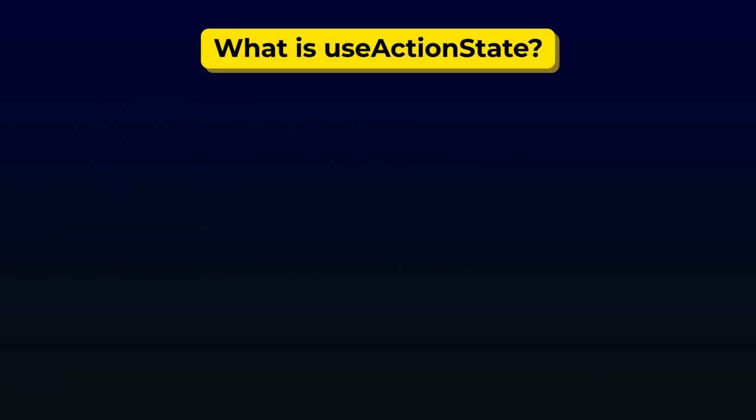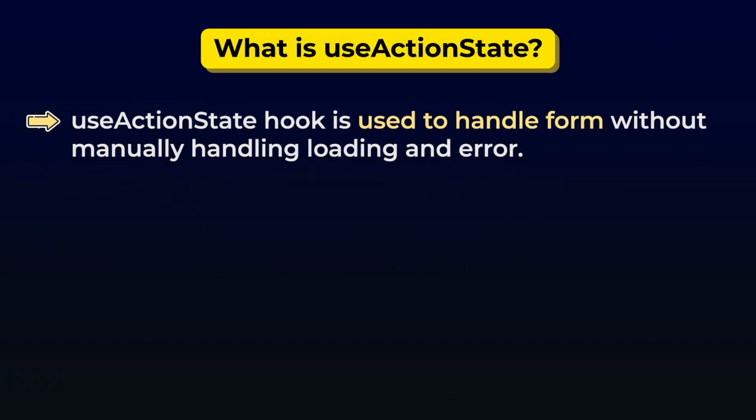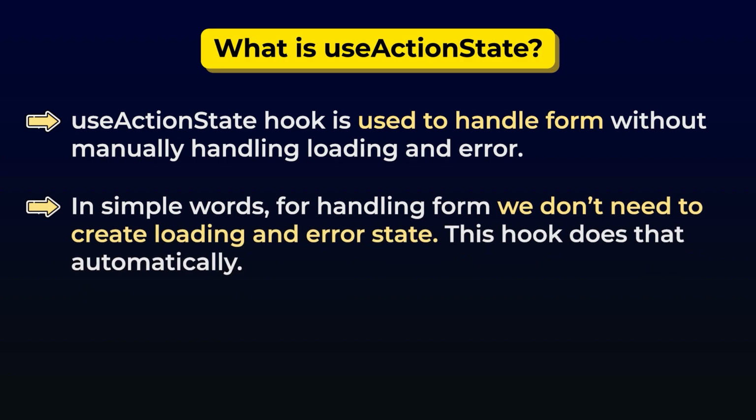So what is useActionState? The useActionState hook is used to handle forms without manually handling loading and error. In simple words, for handling a form, we don't need to create loading and error state. This hook does that automatically, and this is really cool, right? So let's see how we can use this hook.